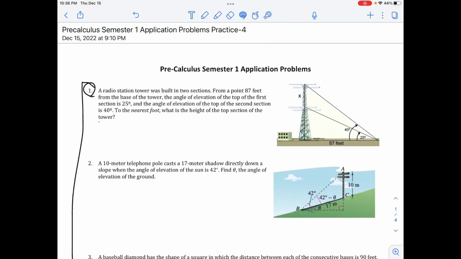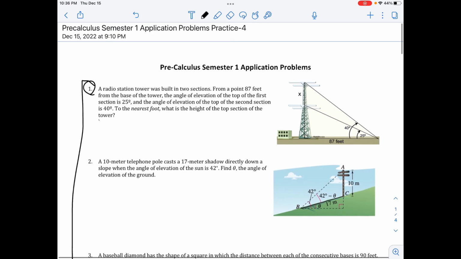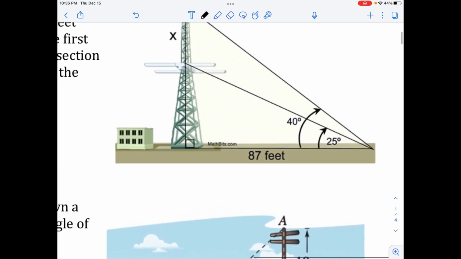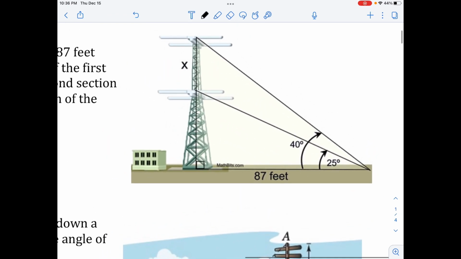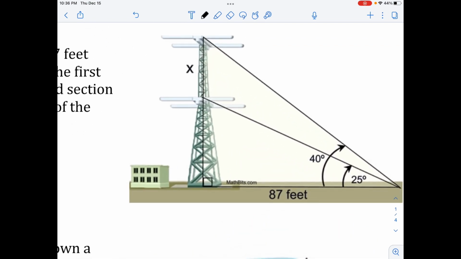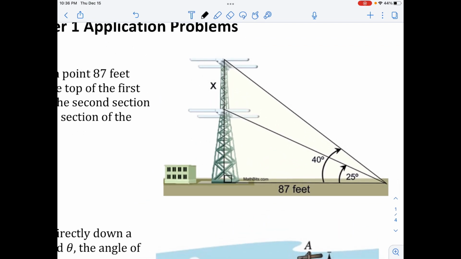So today I'm going to teach you how to do this problem. We're going to start off with number 1. We're trying to find x. We have two angles and an adjacent length. To find this, we can't use cos or sin because that would use the hypotenuse, so we're going to have to use tan.